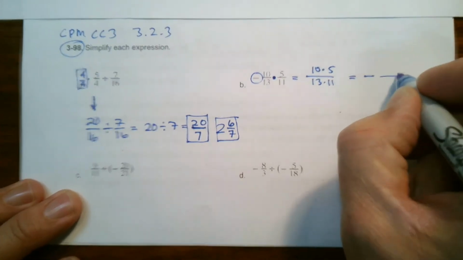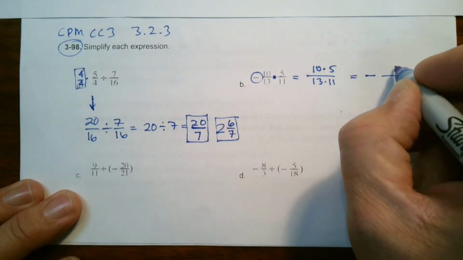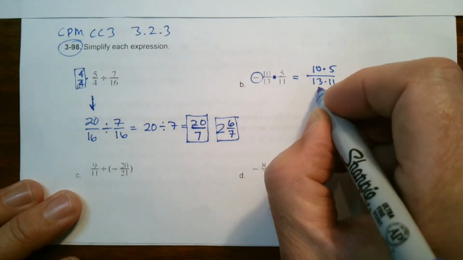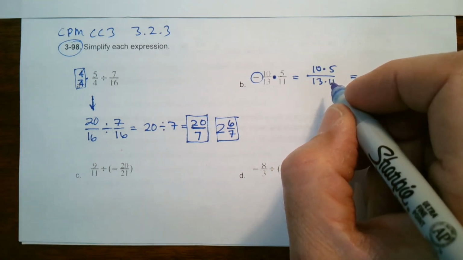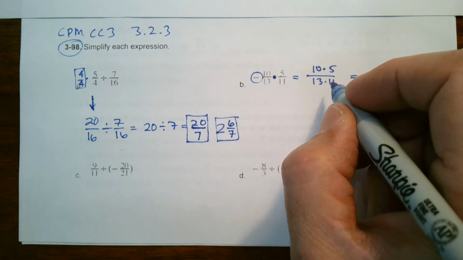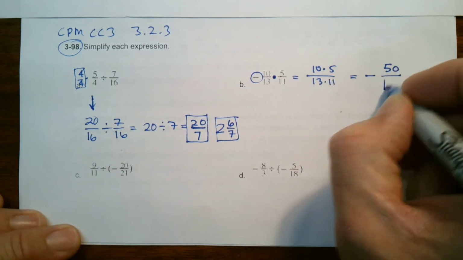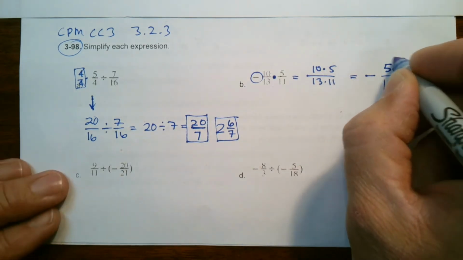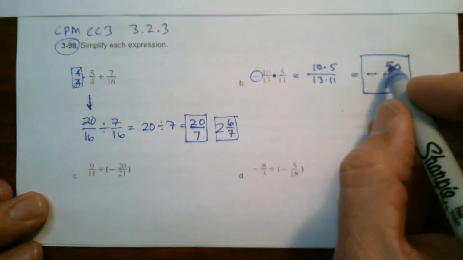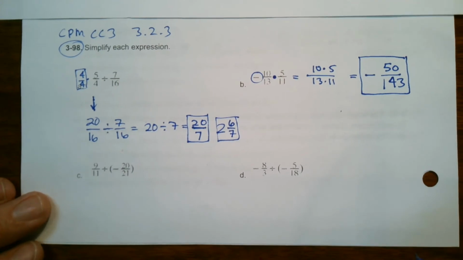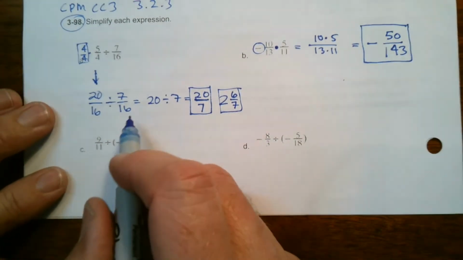So then on my numerator now, 10 times 5 is 50, and then 13 times 11 is 143. So my answer here would be negative 50 over 143. Okay, so let's do another division.